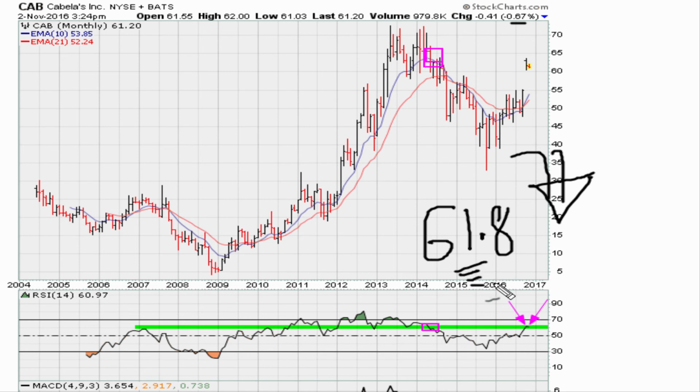So watch this. If the monthly RSI cannot move above 61.8, expect the big spike lower, or at least the stock to drift lower in the coming weeks and in the coming months.